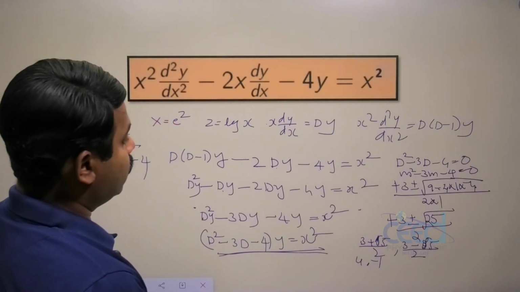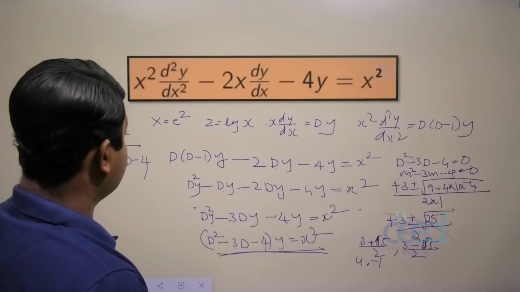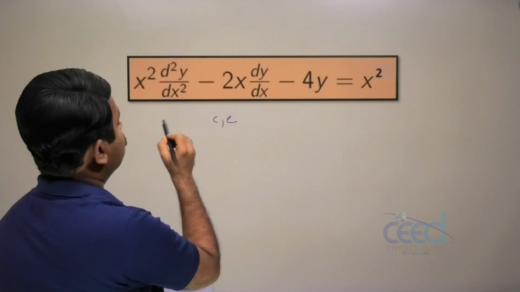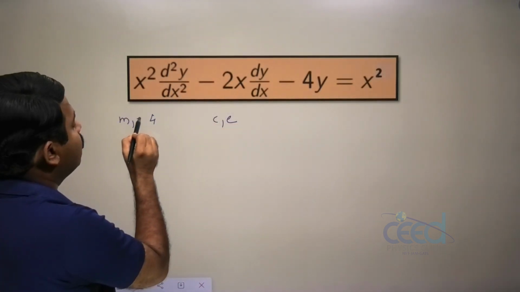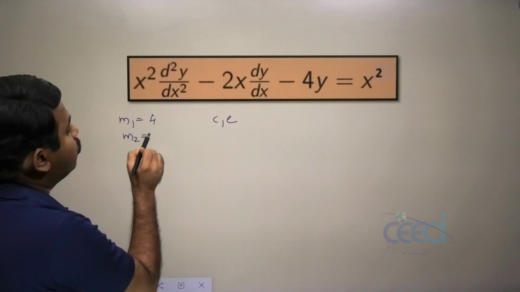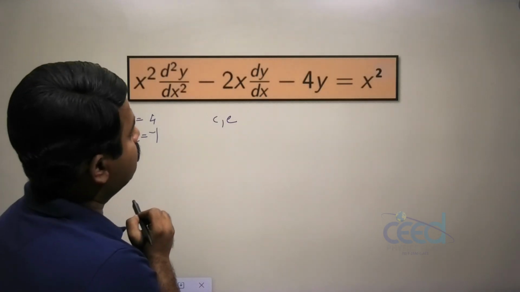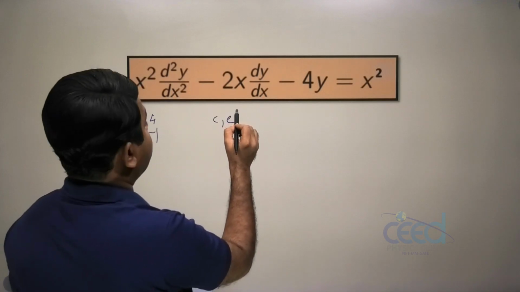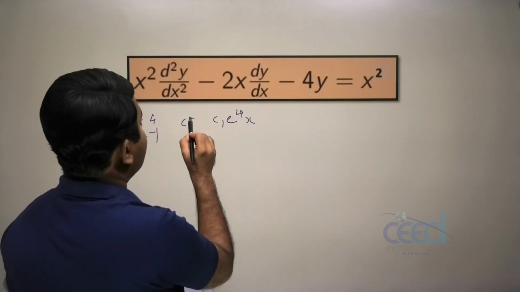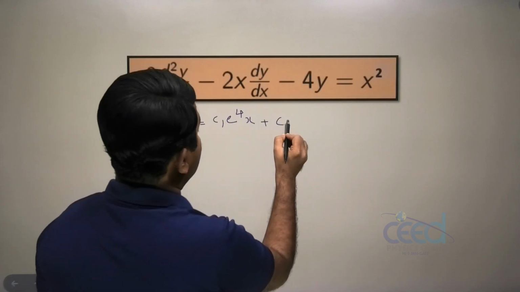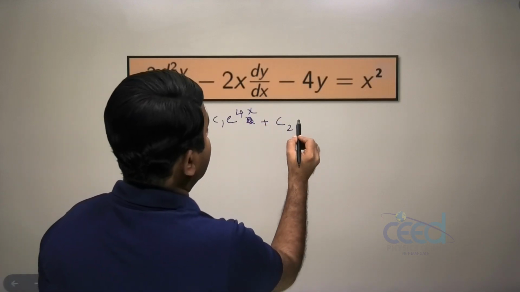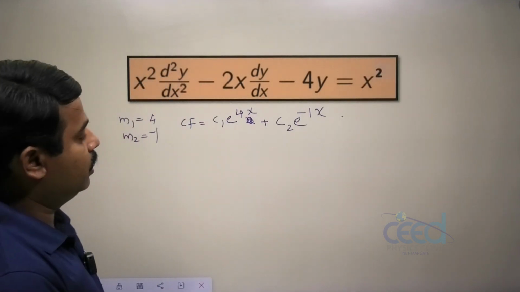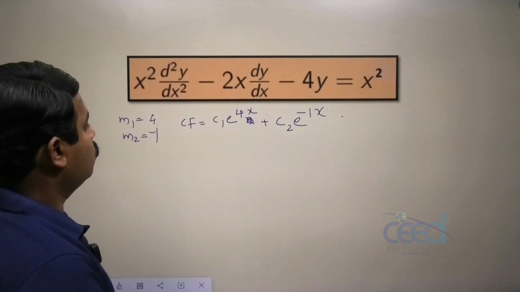Now I am clearing all this. So 4 and minus 1 are the roots, which means what is your solution? C1 e raised to m1 x, where m1 is equal to 4, and m2 is equal to minus 1. Correct? Yes. So C1 e raised to m1 x plus C2 e raised to m2 x, that is C1 e raised to 4x plus C2 e raised to minus x. This is the complementary function.